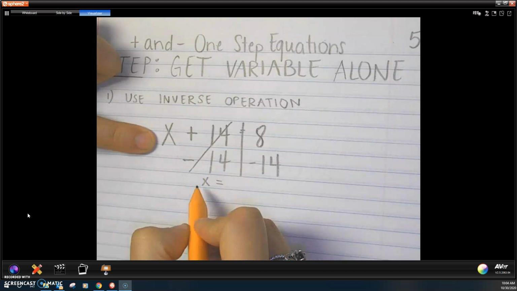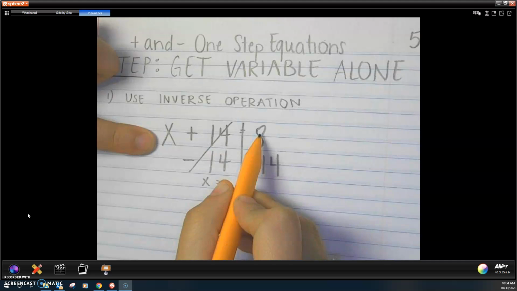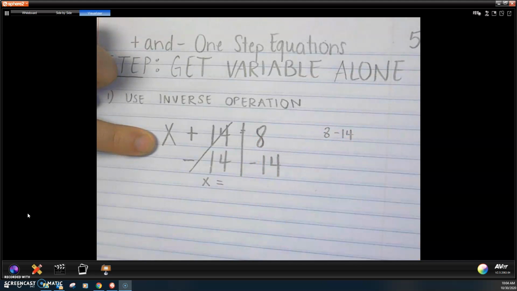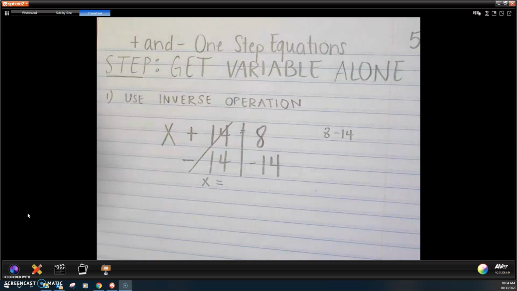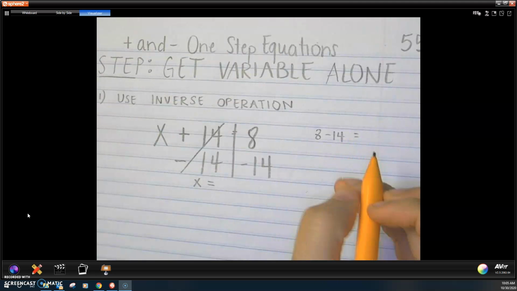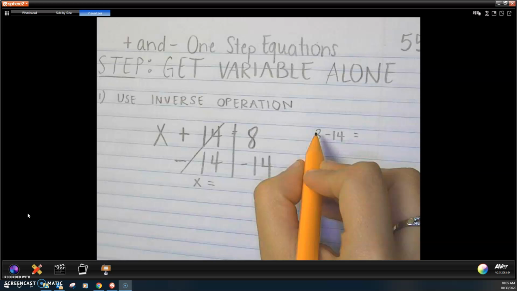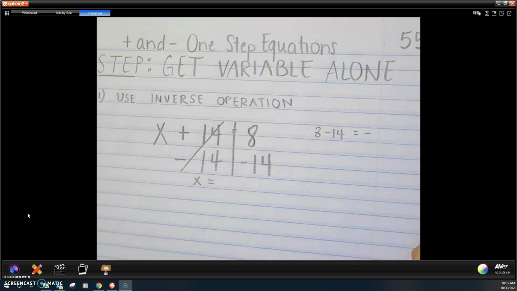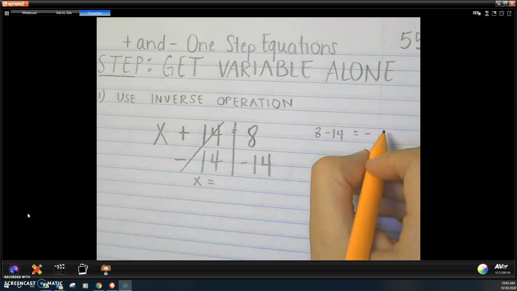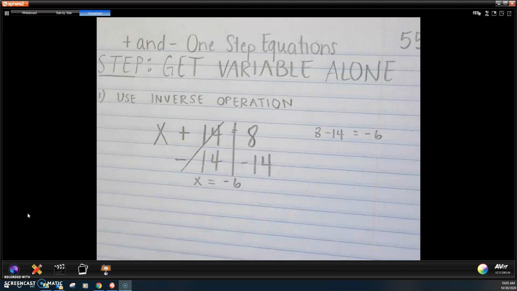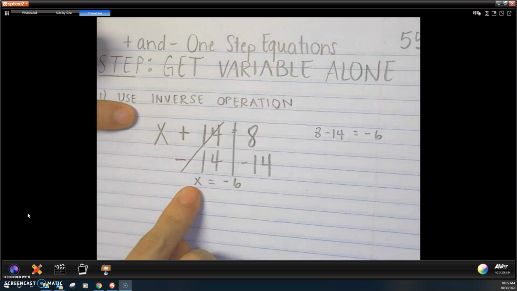And now to get what x equals, we just need to solve 8 minus 14. And this is going to be the most challenging part about today, remembering how to add and subtract integers. Now since I can't take away 14 from 8, I know that's going to give me a negative answer. And 14 minus 8 is 6. So in this equation, x equals negative 6.